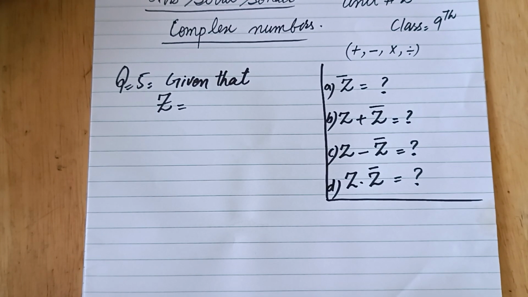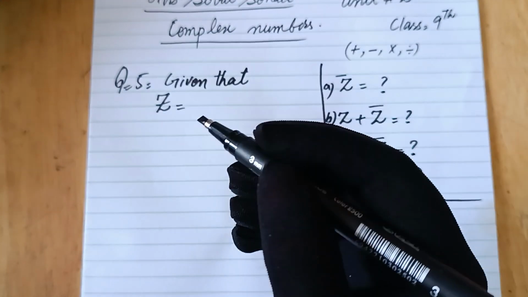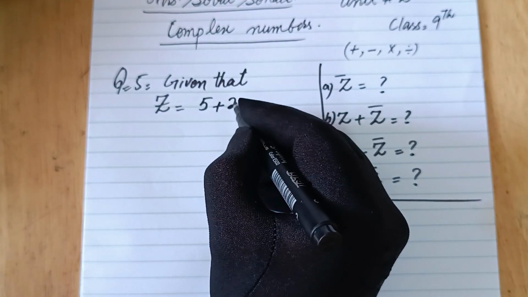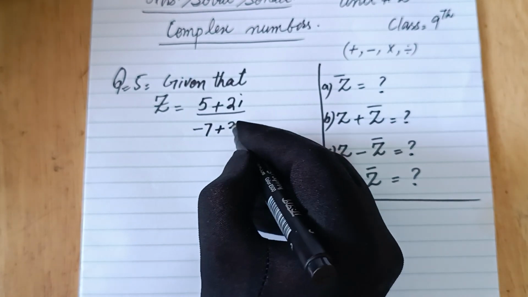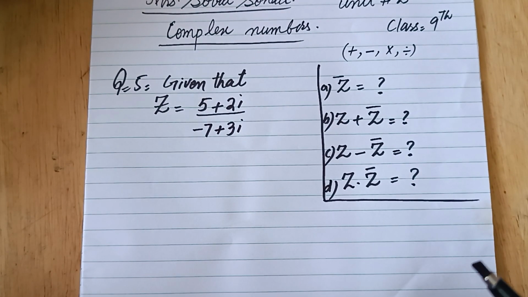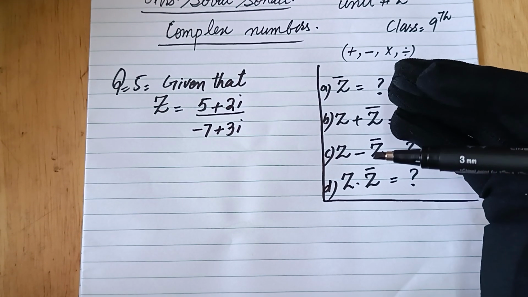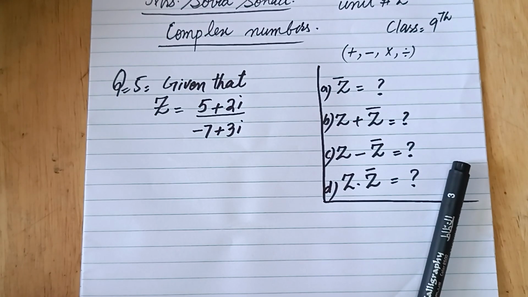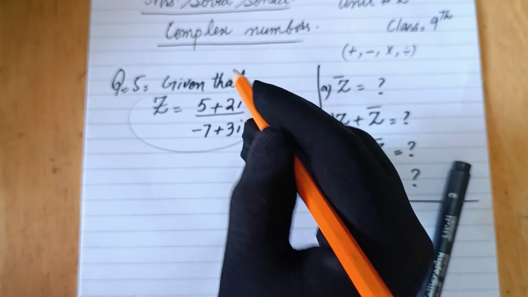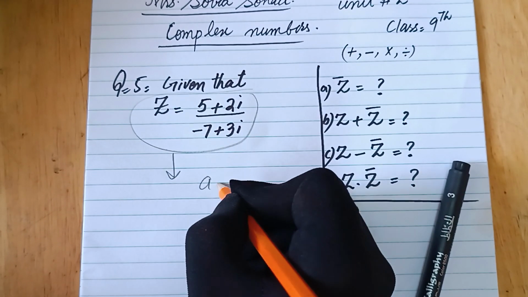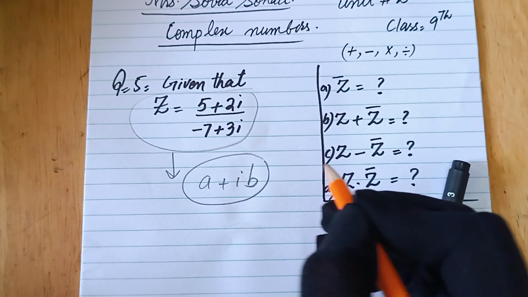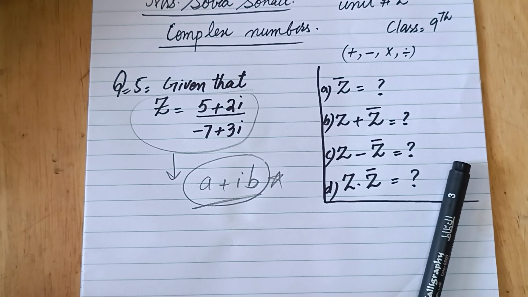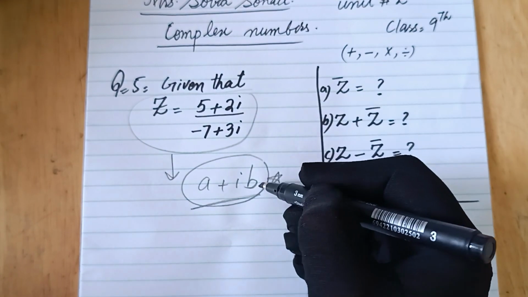Z is any number. Here I will take a different number for Z, like 5 plus 2 iota over minus 7 plus 3 iota. A random number is given. First of all, I told you that before taking a conjugate, it must be in the form of a plus b iota. If it is not in this form, we cannot continue, so any given expression you have to transform into this form.